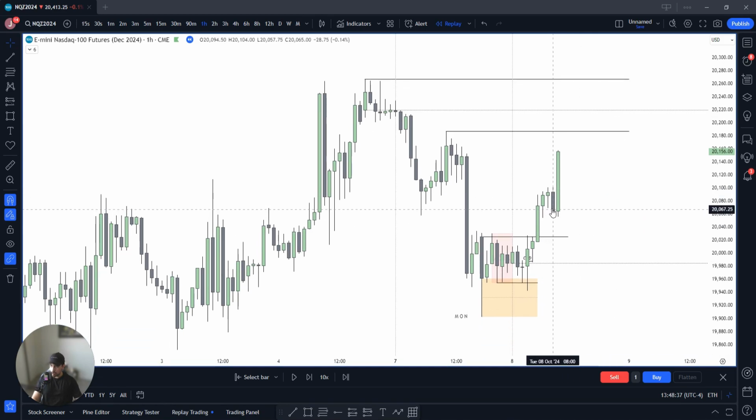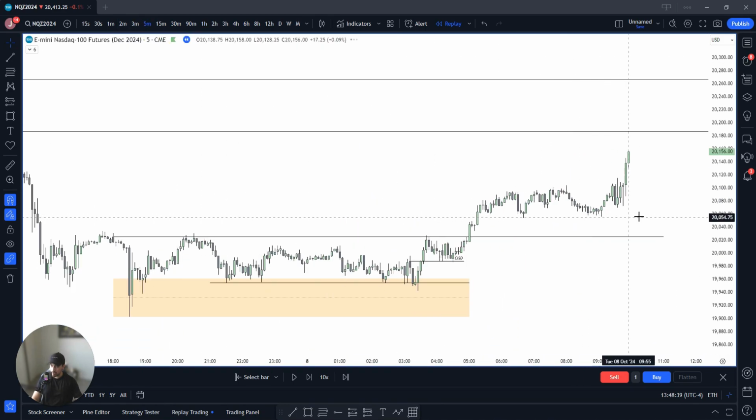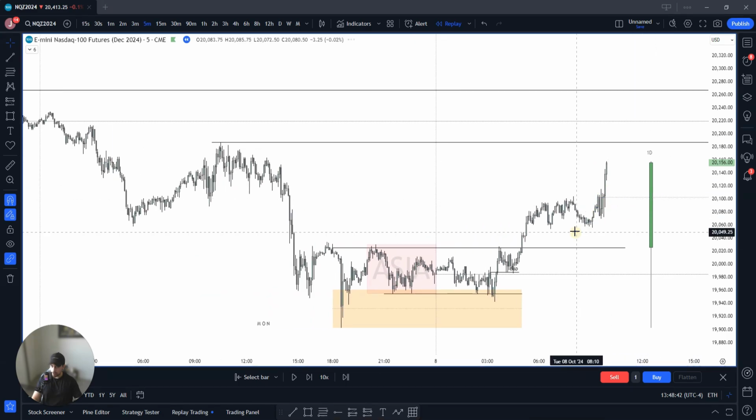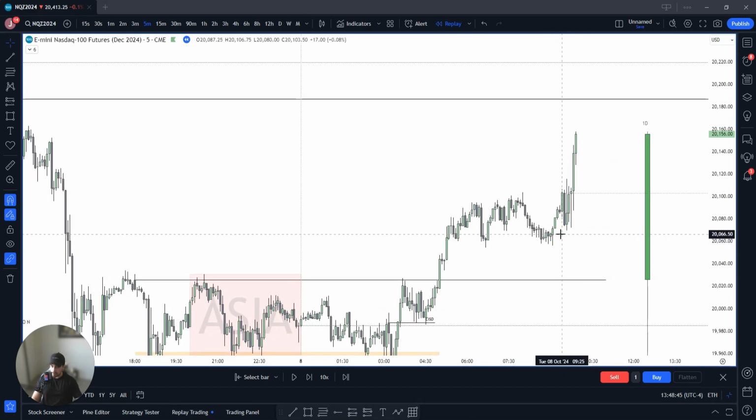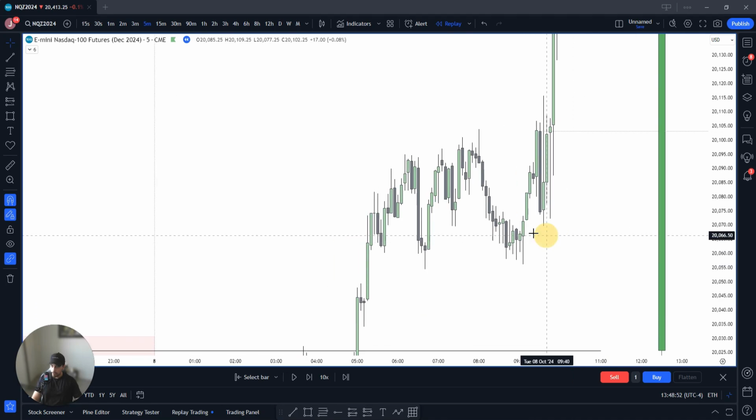So going into New York, you can be confident that this is going to move higher up into your draw on liquidity, right? Right here, 9:30 opens up. Right here, it opens up lower into what? Into this order block right here. So we end up tapping this order block or this breaker block.